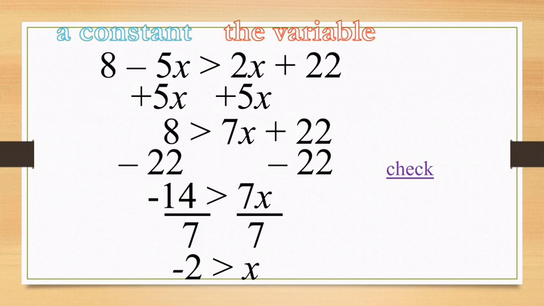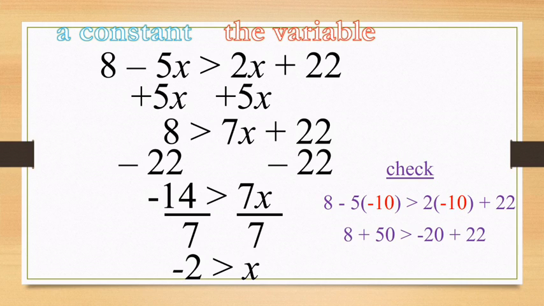So to check that is a little tricky because you have to plug the number into both sides. So -10 is less than -2. So I'll plug -10 into both sides of the inequality. And when I simplify it, it says 58 is greater than 2, right? And that's true. 58 is greater than 2. And I was good because I didn't have to flip the sign because my coefficient was positive, and when I divided, it wasn't dividing by a negative.